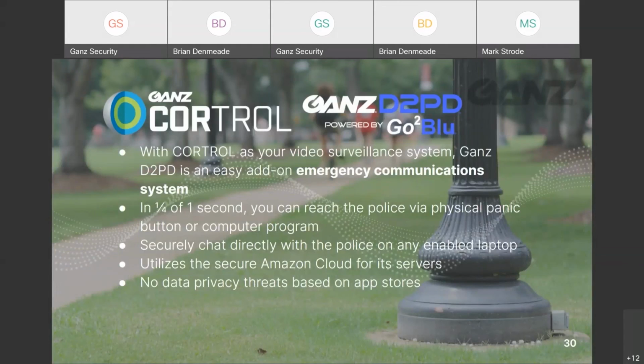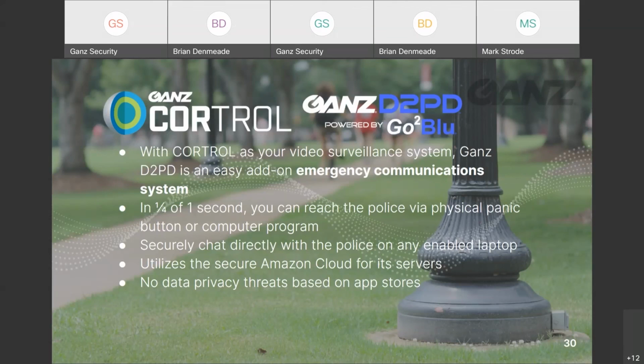So, with Quartrol as a video surveillance system, you can also turn around. We've got D2PD as an easy add-on for emergency communications, and D2PD can be utilized to reduce the response time of police. We're talking down to a quarter of a second response time, which is pretty awesome. That's a pretty amazing thing to do because it's going to save lives and allow much better responses to get things taken care of. It's going to utilize the Amazon cloud for its servers.